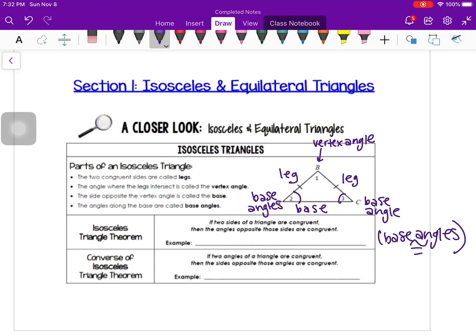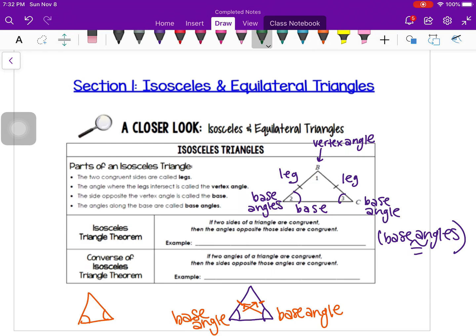Then the converse of that. Remember, the converse is just when we reverse the statement. If we have two angles of a triangle that are congruent, like in this picture, those are our base angles, then we know it will be an isosceles triangle. So those sides opposite of those angles will be congruent. Again, if you see this picture, we know that these two sides are congruent.